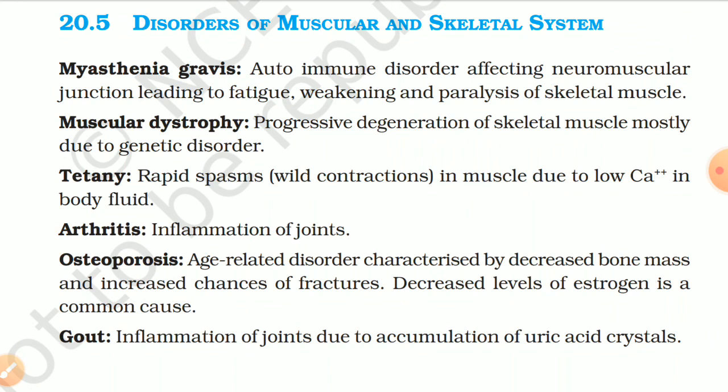Arthritis, inflammation of joints. Osteoporosis, an age-related disorder characterized by decreased bone mass and increased chances of fractures. Decreased level of estrogen is a common cause. Gout, inflammation of joints due to accumulation of uric acid crystals.